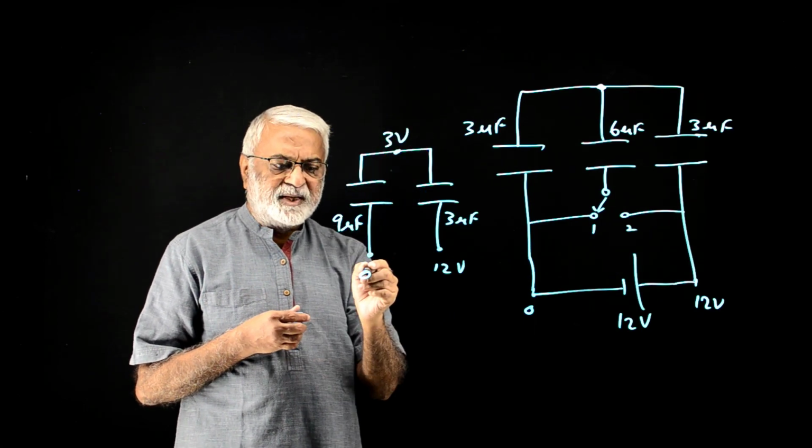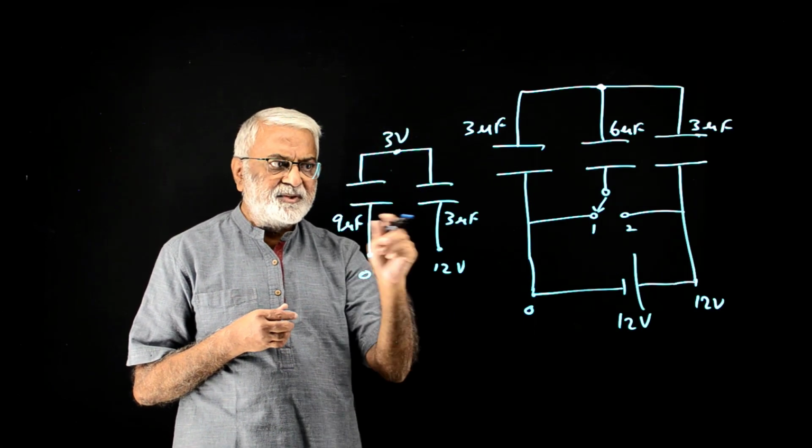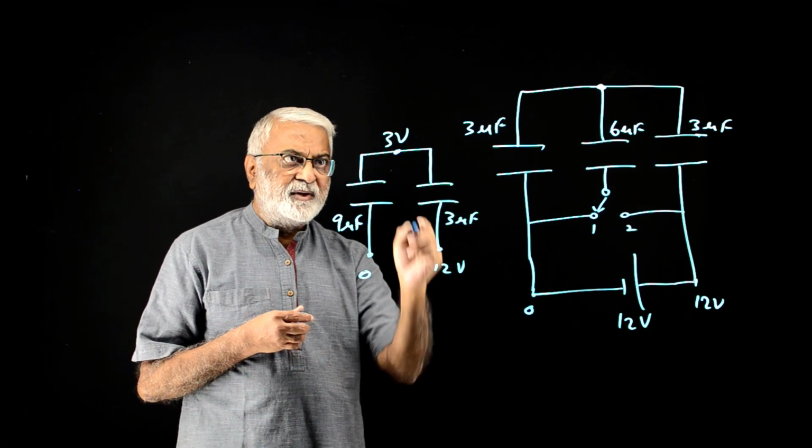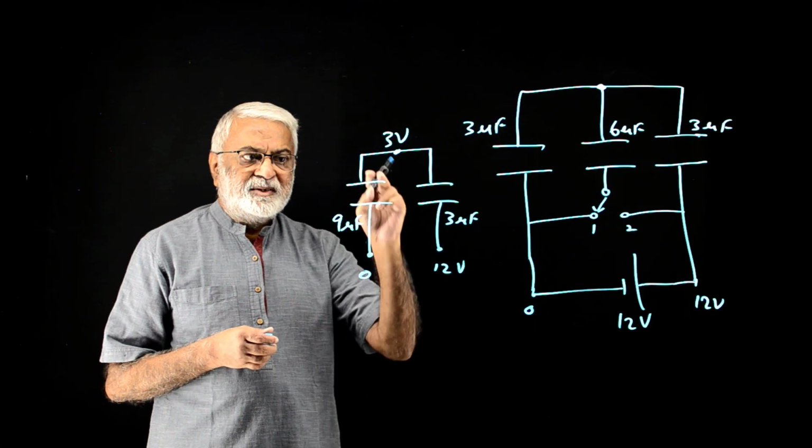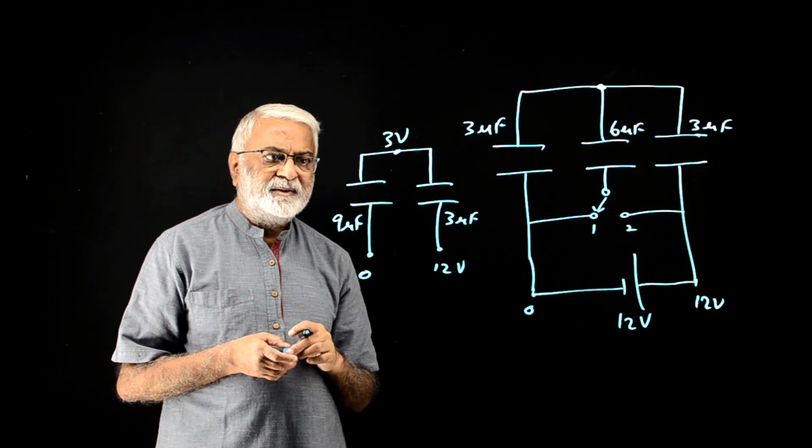The potential difference is 9 because this is 0. This is 3 volt potential difference. This is 9 volt potential difference. 12 and 3, that's 9 volt potential difference. This is the initial state, right?